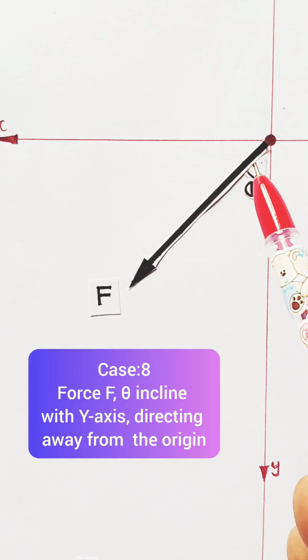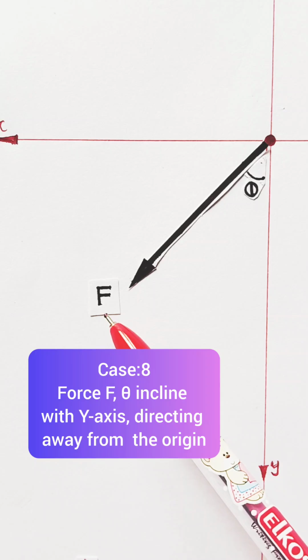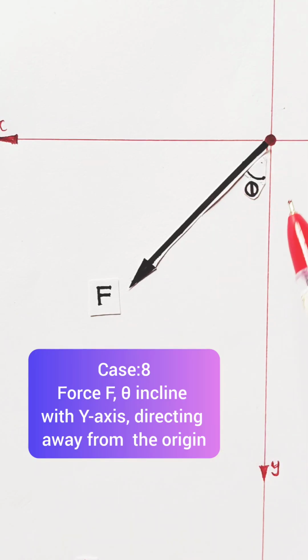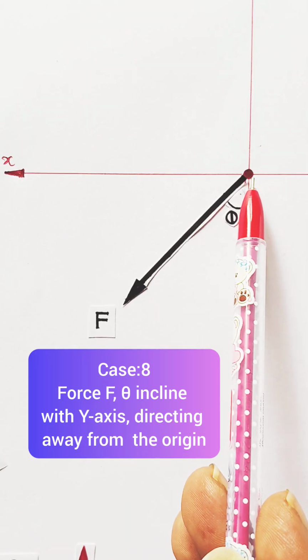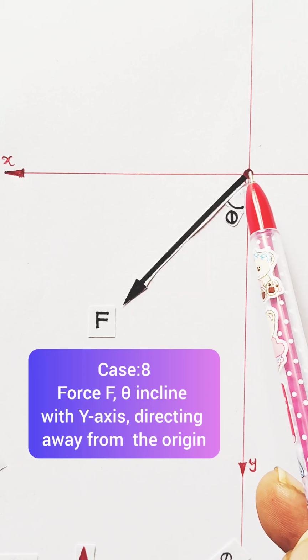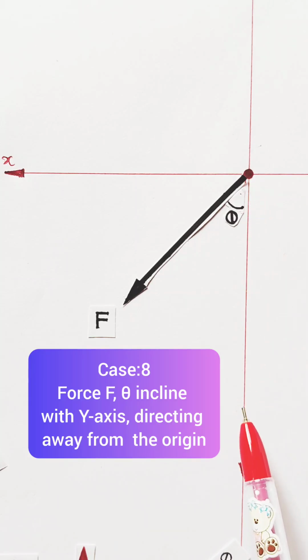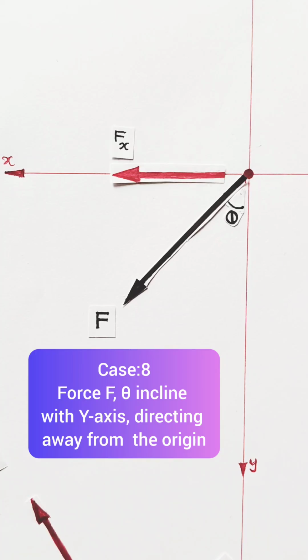When an inclined force of magnitude F is making theta inclination with the y axis, we have to find the horizontal component and vertical component of this inclined force. The horizontal component is directed along the x axis, the vertical component is directed along the y axis. The horizontal or x directional component is represented as Fx, the vertical directional component is represented as Fy.